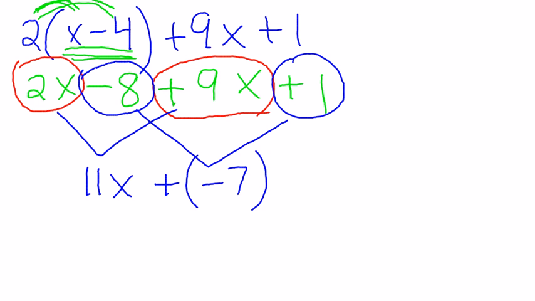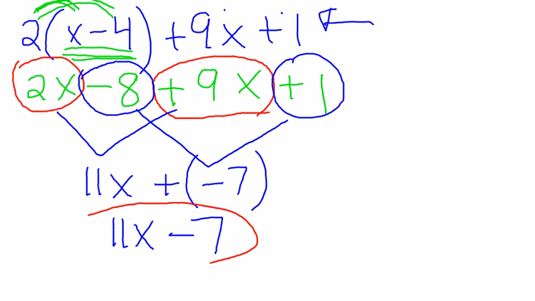And we can ask ourselves again, is this more simple than it was up here where we had 1, 2, 3, 4, 5 terms? And it is. And we know that we can also write 11x plus negative 7 as 11x minus 7, and if we did, we would have our answer. And we have simplified this expression. Let's try one more, this time when we have to distribute a negative sign throughout a parentheses.